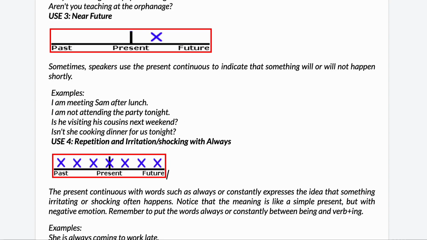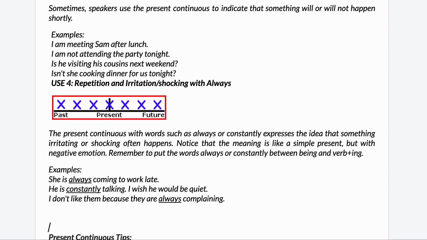Let's talk about use number 4, which is called repetition and irritation, or shocking with always. We use this to discuss something which is shocking for someone. The present continuous with words such as always or constantly expresses the idea that something irritating or shocking often happens. Notice that the meaning is like a simple present, but with negative emotion. Remember to put the words always or constantly between be and verb plus ing. I'm going to explain it to you.